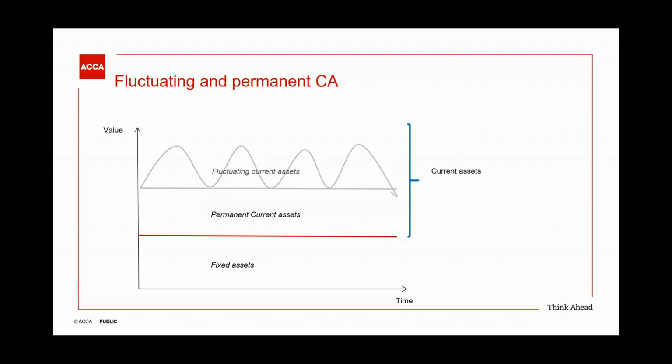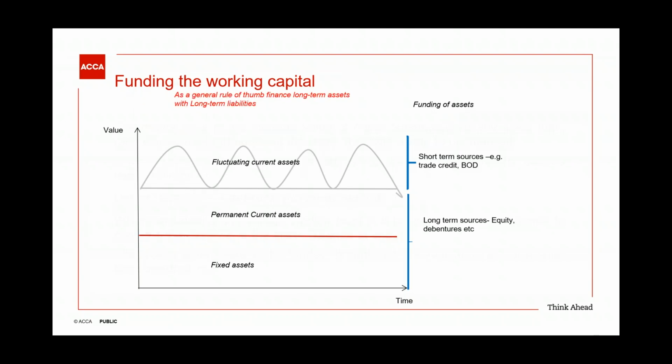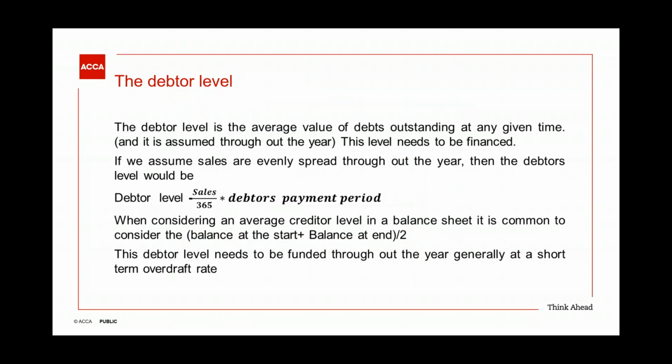So it's very common for a company to finance its fluctuating current assets with short-term sources, but the permanent current assets and the fixed assets with long-term sources. These are important concepts to understand when we are managing our working capital, because our working capital generally consists of 4 important elements: our debtors, our stocks, our creditors, and our cash. So in this section I've just briefly looked at it all.